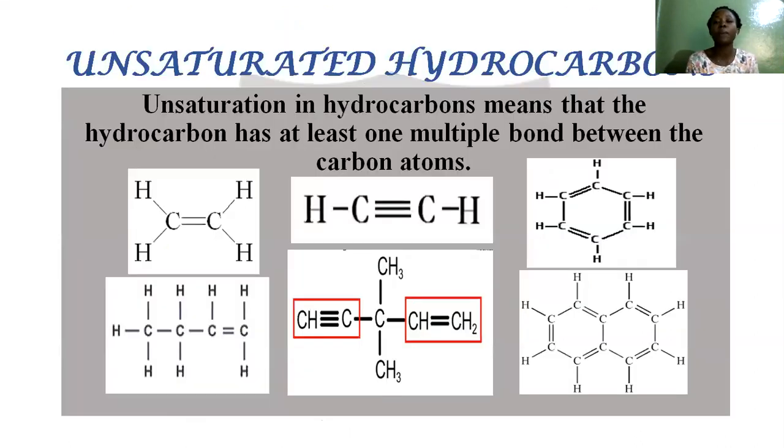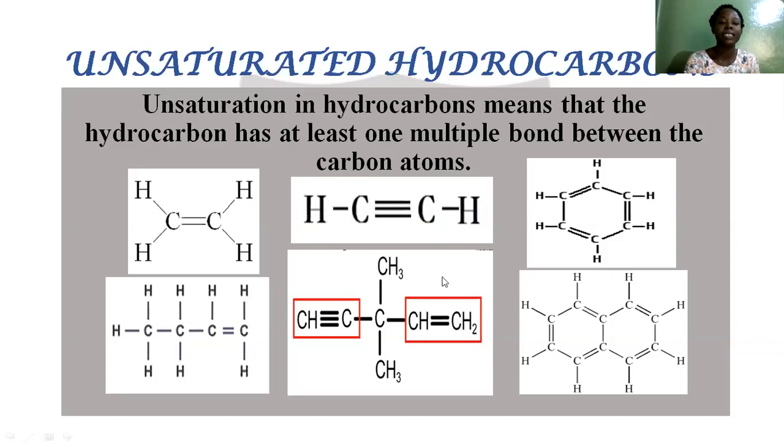So let's go into the topic proper. Unsaturation, or when we say unsaturated hydrocarbons, it means that the hydrocarbon contains at least one multiple bond between the carbon atoms. So once there is a presence of a multiple bond, either double or triple bond, that compound or that hydrocarbon is known as unsaturated hydrocarbon.